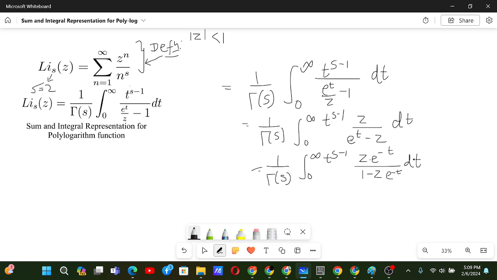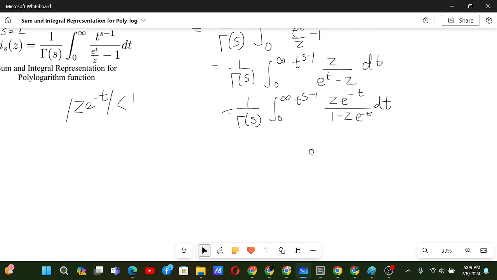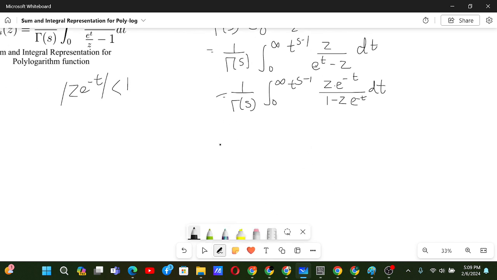Now t is a positive number because t is going from 0 to infinity, and g is also less than 1, its modulus is less than 1. So the modulus of this whole expression is actually less than 1. That's why we can use the infinite geometric series, since it is in the form of a by 1 minus r. So we will convert this into a sum now.